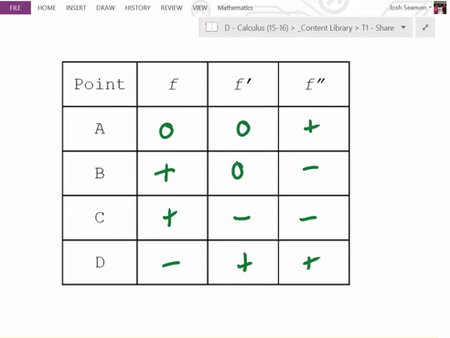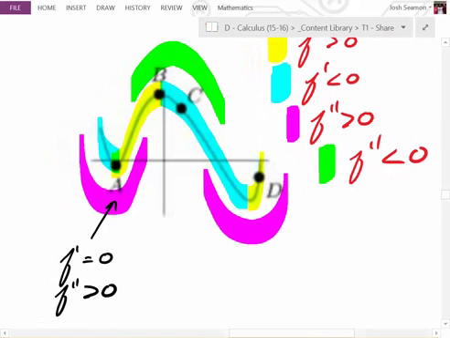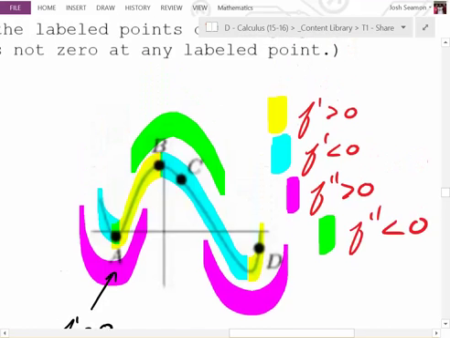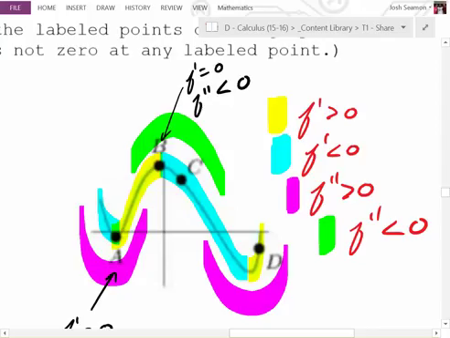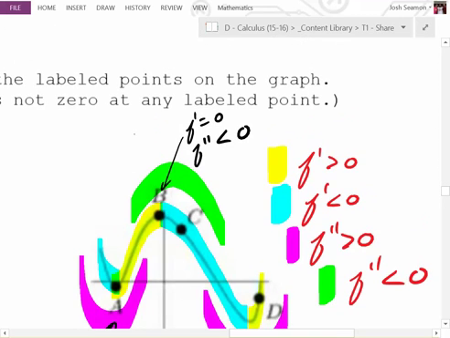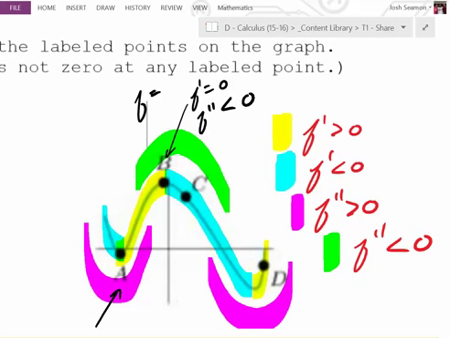Does that make sense? I like making the color coding, and then I can just look at it and know what it is. So what's the derivative at B? 0. F prime here is 0. What's the second derivative? It's negative because it's concave down. And is the function positive or negative there? B is the function itself. It's above the x-axis, so it's going to be greater than what? Greater than 0. Exactly.